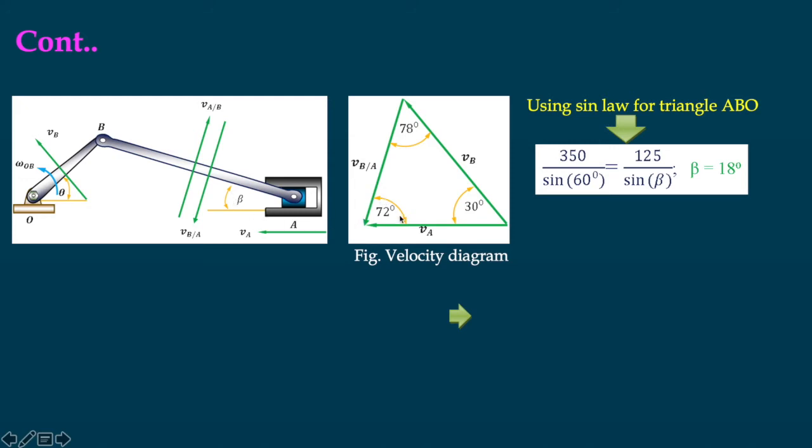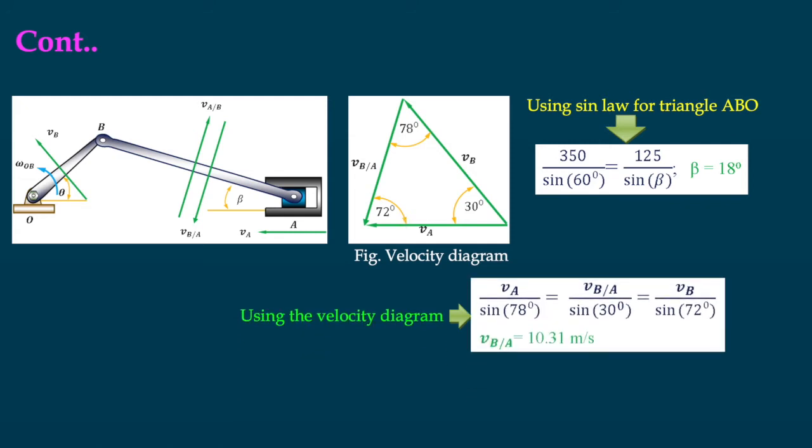This angle is equal to beta, and this is equal to 90 degrees. So this angle is actually 90 minus beta. Now from the velocity diagram, as VB is calculated, we can get the values of VA and VBA. The VBA value that we have determined is 10.31 meter per second.